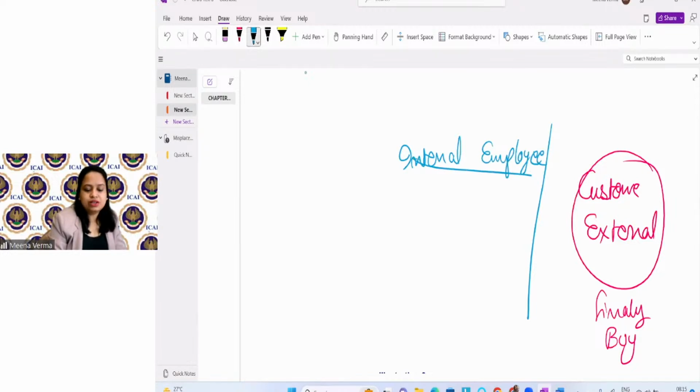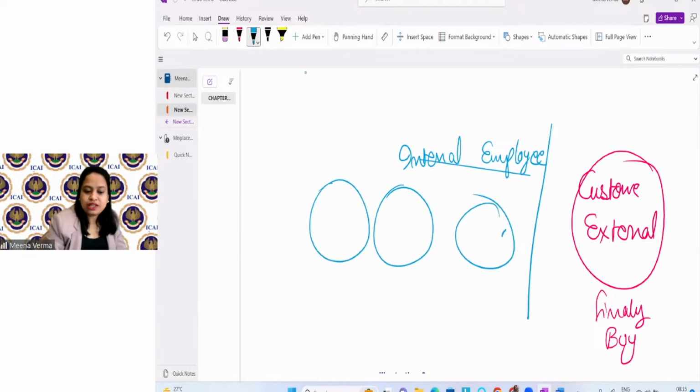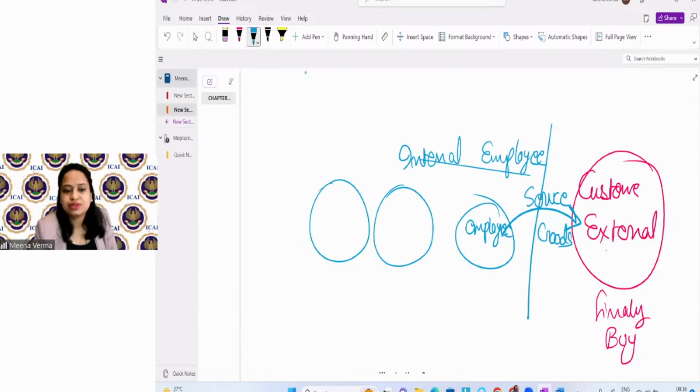Companies have internal employees, who are known as the internal customers of the company. Now think about it. Only the employee will give the services to the customer. Who will give the service? Who will sell the goods to the customer? Employees. Employees will give the services, or employees will sell the goods to the customer.